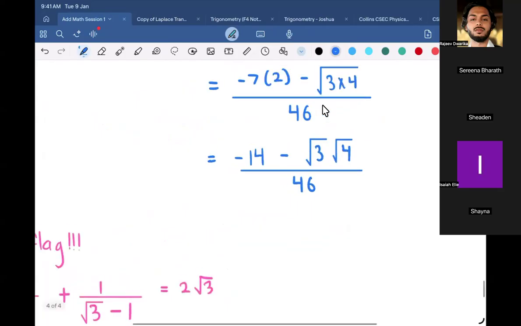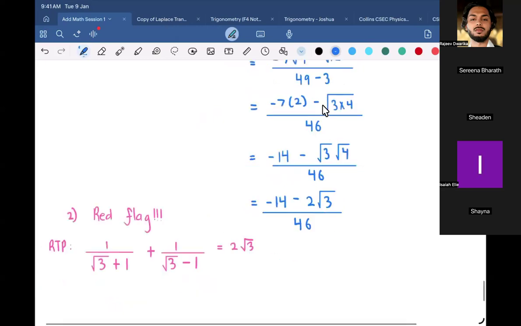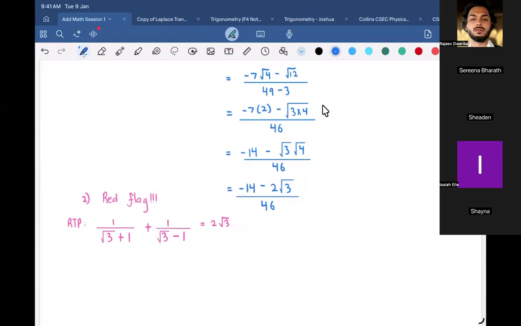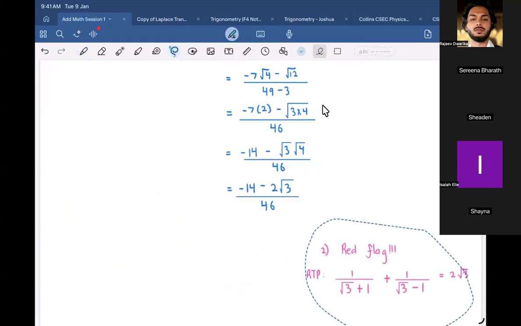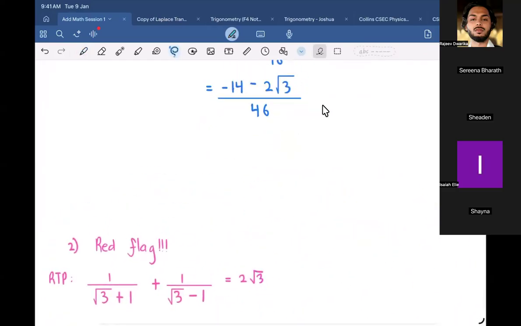And what is the square root of 4? 2. Right? So you're going to end up with minus 2 root 3 all over 46. Now, let me ask you this. Do you think this is the simplest answer? Yeah or no? Shay, do you think that is the simplest answer? No. I'm not hearing you properly, I'm going to raise the volume. Say that again. No. Why is that?